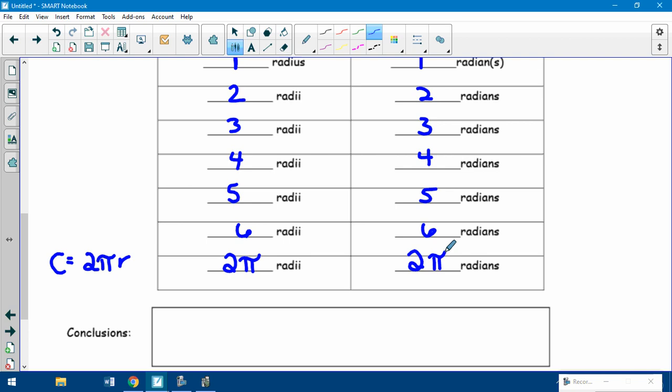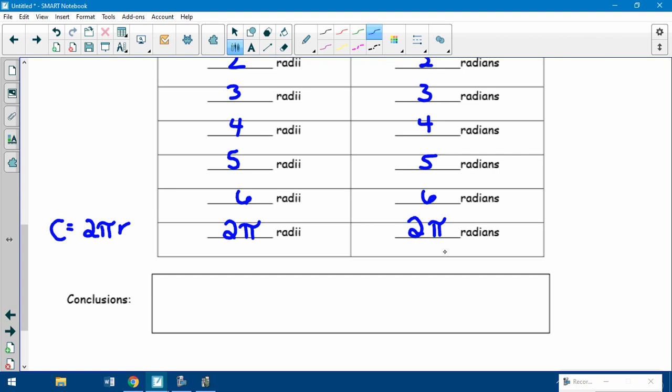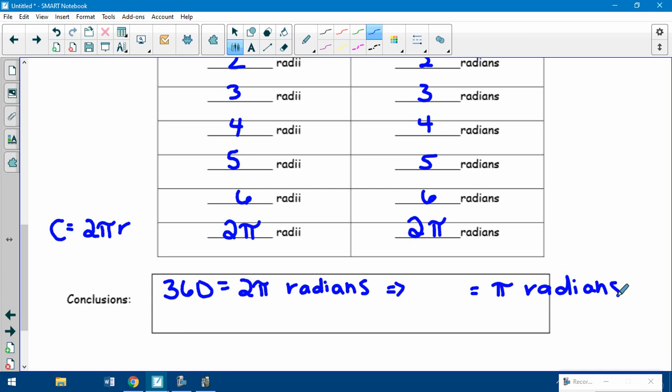And we're going to be able to use that to figure out all the conversions. If 360 degrees is the same as 2 pi radians, then what would equal pi radians? Well, half of 2 pi is pi, so half of 360 degrees is 180 degrees. So 180 degrees is pi radians, and that's going to be the big conversion that helps you remember how to convert between them.